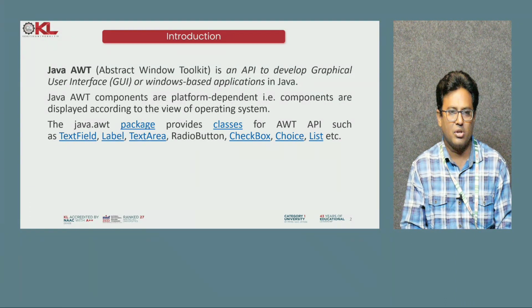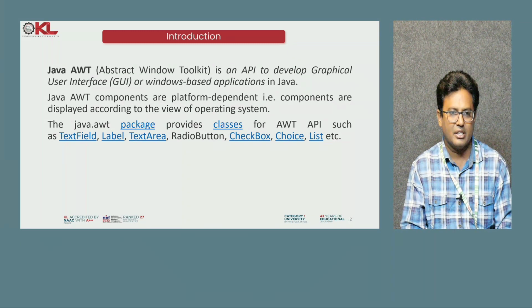Abstract Window Toolkit has various components. It is actually a package. In that package, various classes are there. Inside the classes, various methods are there. With the support of all these, we can create window based applications.